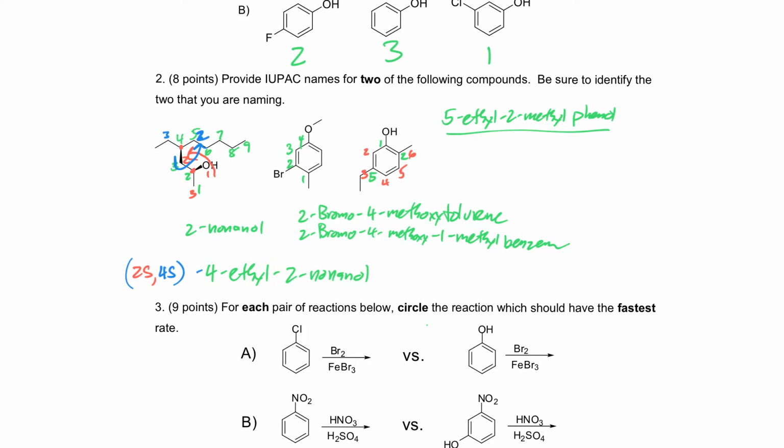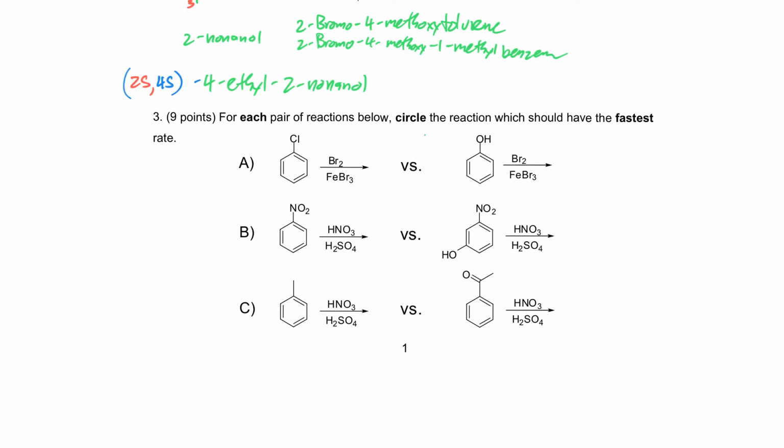So I think that's the best way to name this compound. Let's move on to question 3. All right, for each pair of reactions, we need to circle the reaction which would have the fastest rate. So the difference here is that there's a chlorine or an OH substituent. And so we'll look for the most strongly activating substituent, and that's going to be the OH. That is a strong activator, and so we would circle this side. That's going to have the fastest rate in bromination.